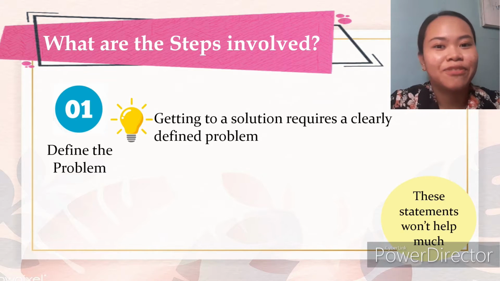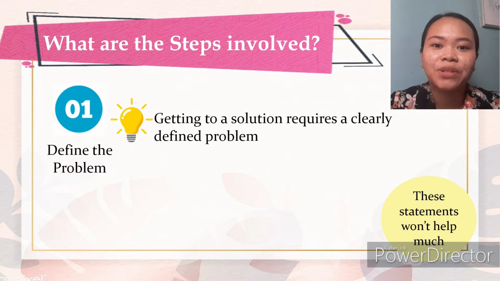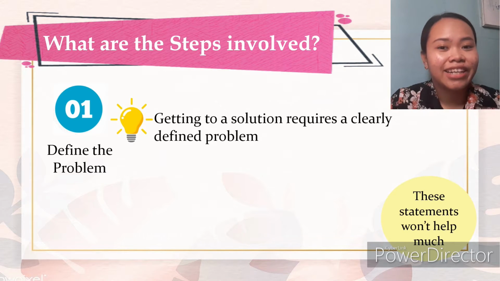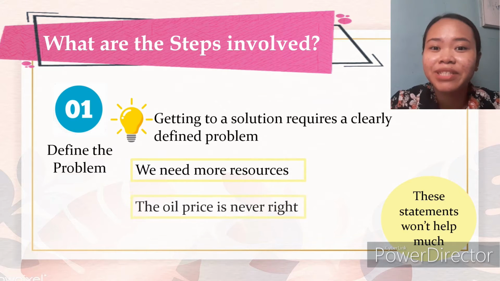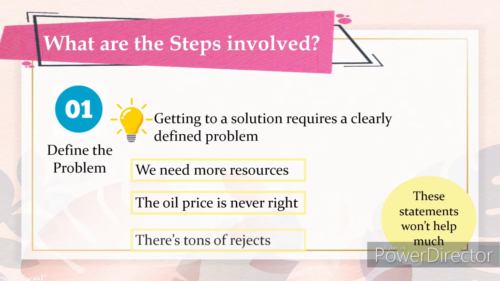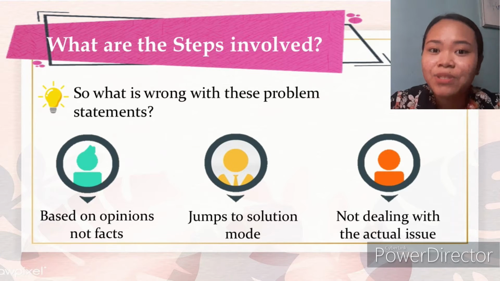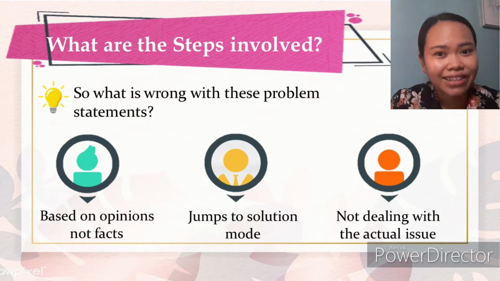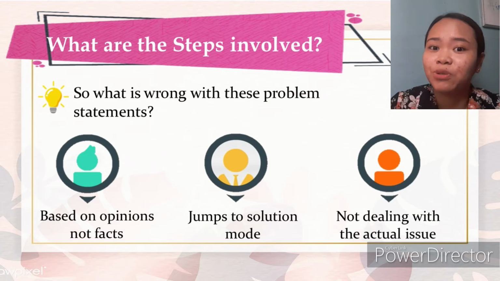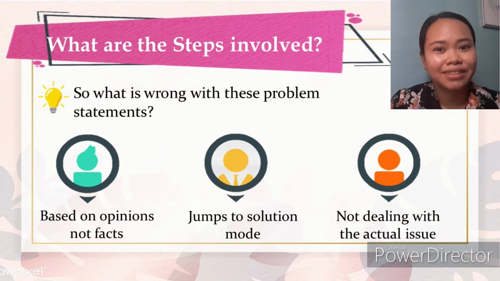After knowing the principles of the root cause analysis, let us now discuss its process and steps. First is defining the problem. We all know that getting a solution requires a clearly defined problem. And here are examples of problem statements that won't help much. It is because those are based on opinions and not facts. Second, it jumps to solution mode. And third, it is not dealing with the actual issues.